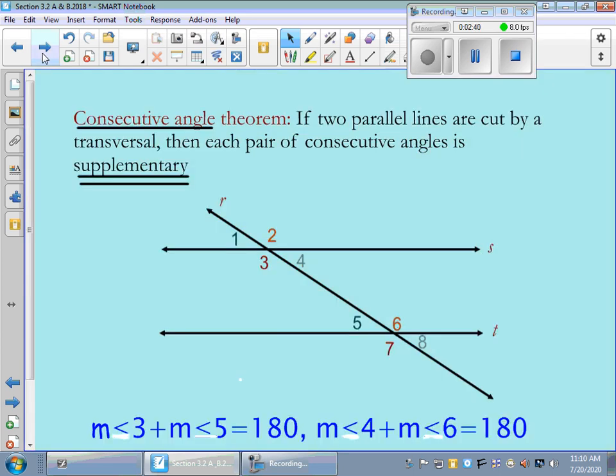This right here is a supplement theorem with consecutive angles, so consecutive interiors. So 3 and 5, they're on the same side of the transversal. You don't always go by looks, but there's a big difference between this angle and this angle, because they add up to 180. Also, angle 4 and angle 6 add up to 180.